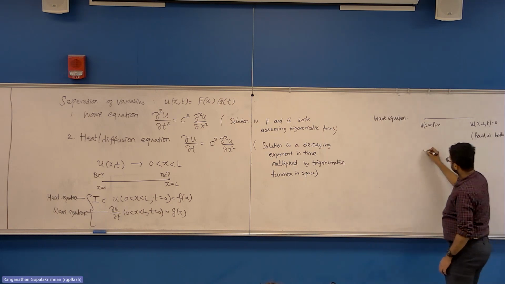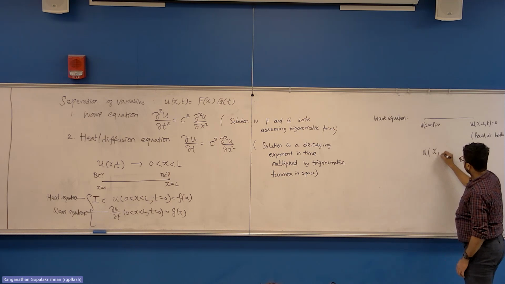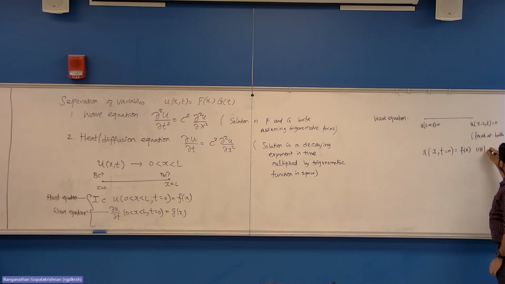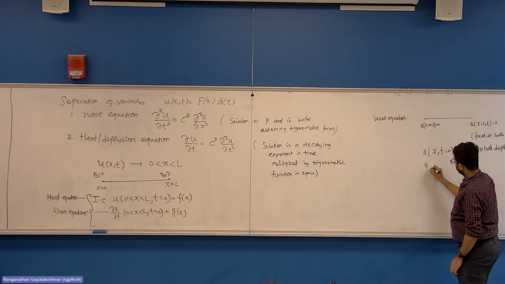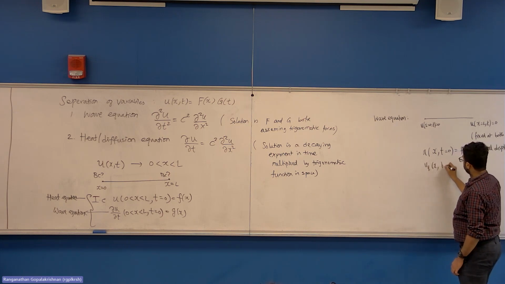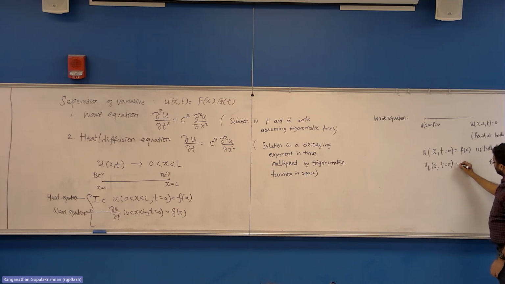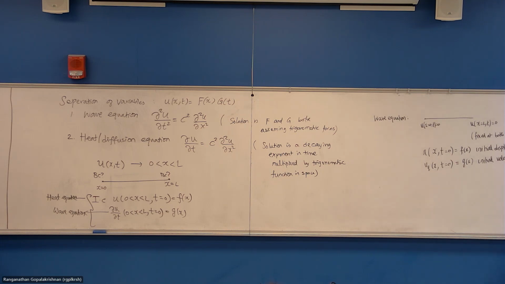For initial condition, you have u of x comma t equal to 0 equal to f of x. This is the initial displacement. And u t, that is the derivative with respect to time at initial time, that is g of x, meaning the initial velocity. This is what we saw last time.